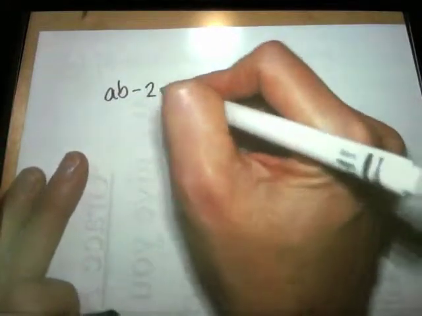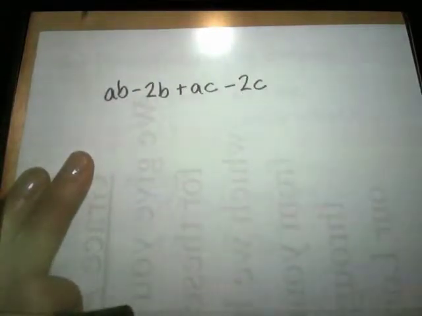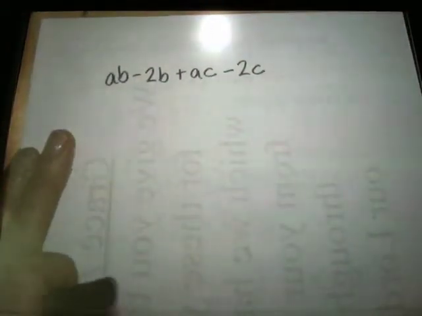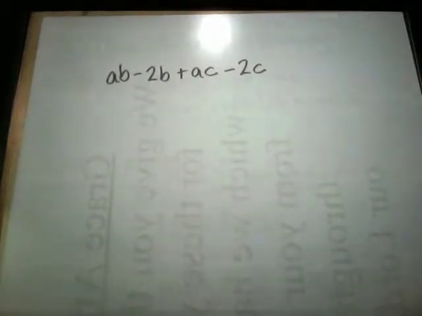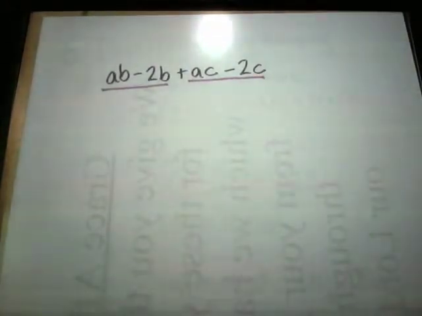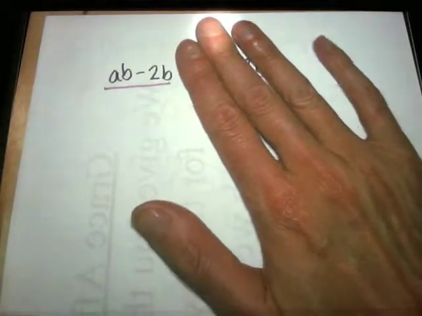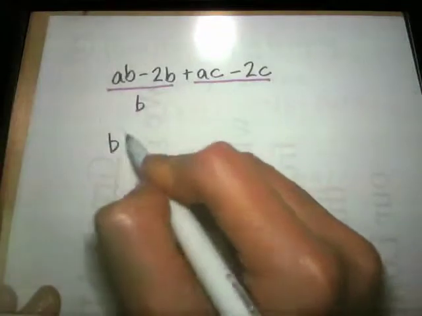AB, last one, minus 2B plus AC minus 2C. AB minus 2B plus AC minus 2C. I immediately see there's nothing I can factor out of all 4 terms, so I'm going to factor by grouping. If I just look at the first half, what can I factor out of AB and minus 2B? Vincent? Just a B. Now remember that B is my first factor.